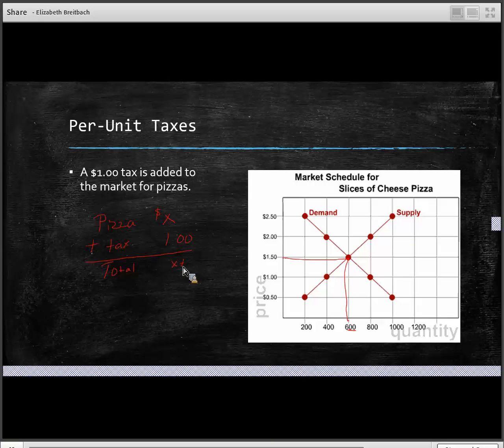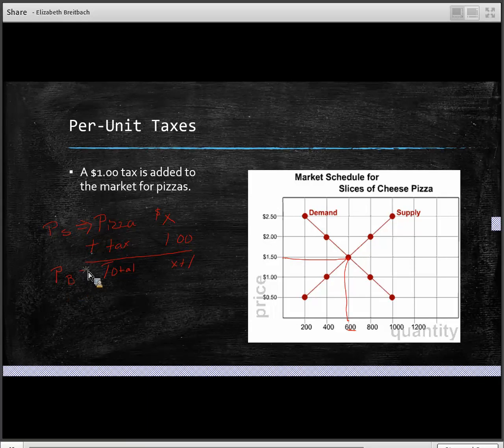The total amount that I as a buyer pay, the price buyers pay, PB, is equal to the total, the bottom line. I have to pay this total, X plus $1. Okay, so the price sellers receive is X. I pay $1 to the government, and then the total amount I pay is X plus 1.